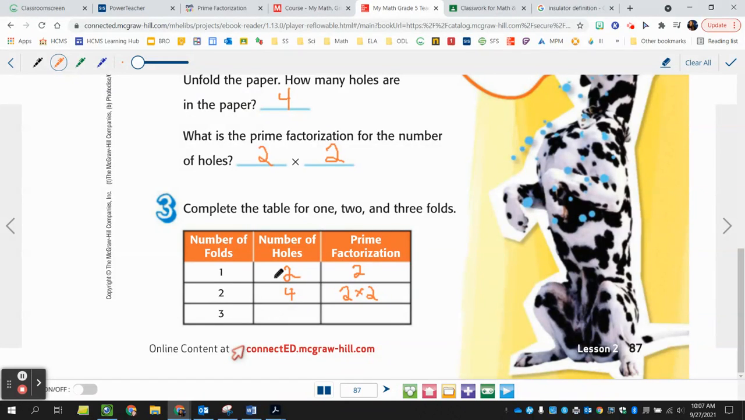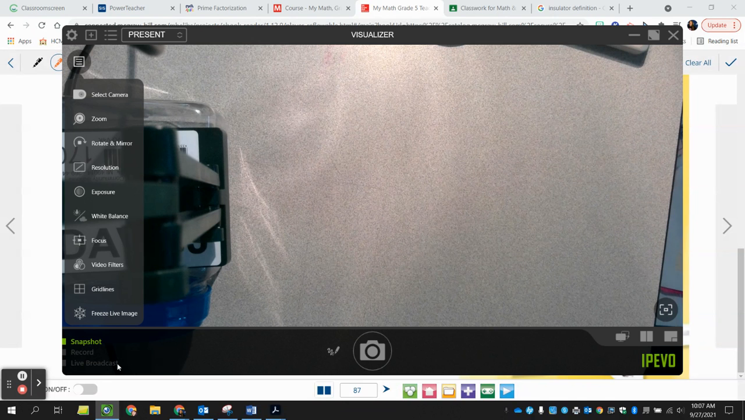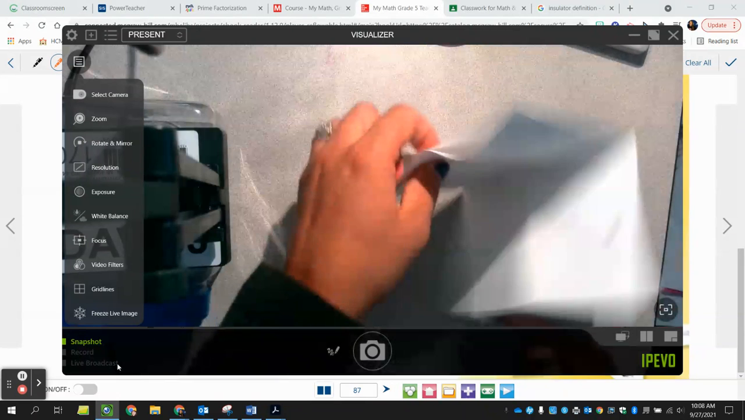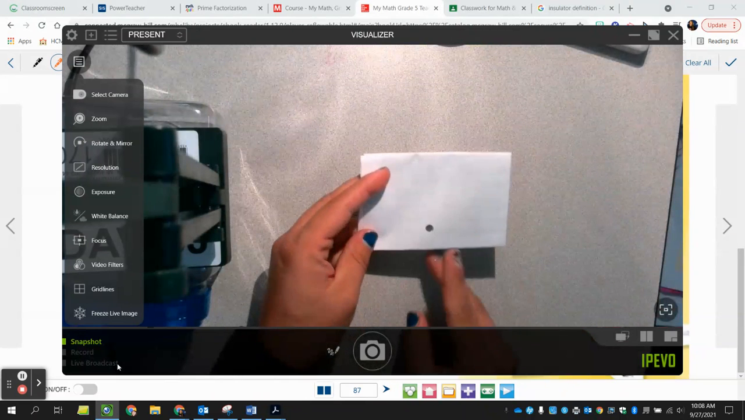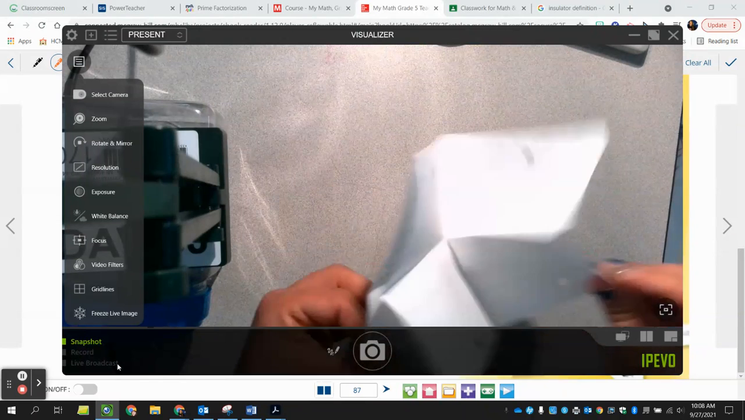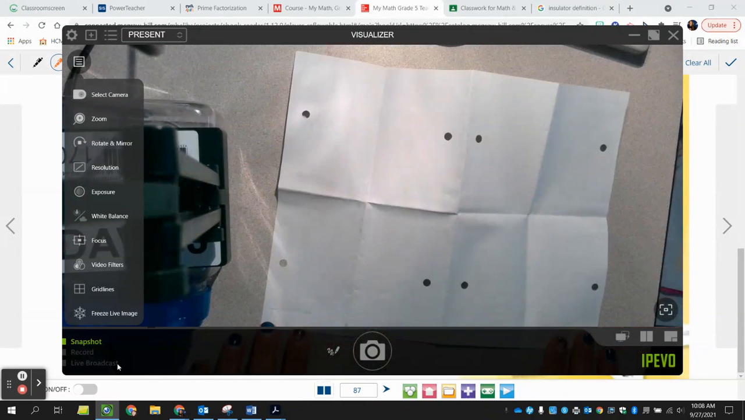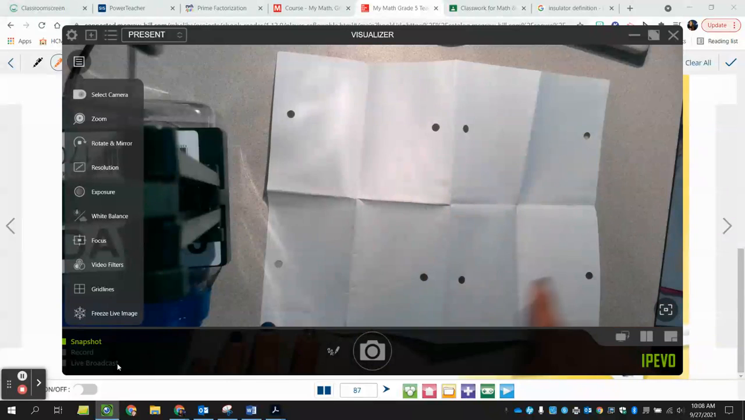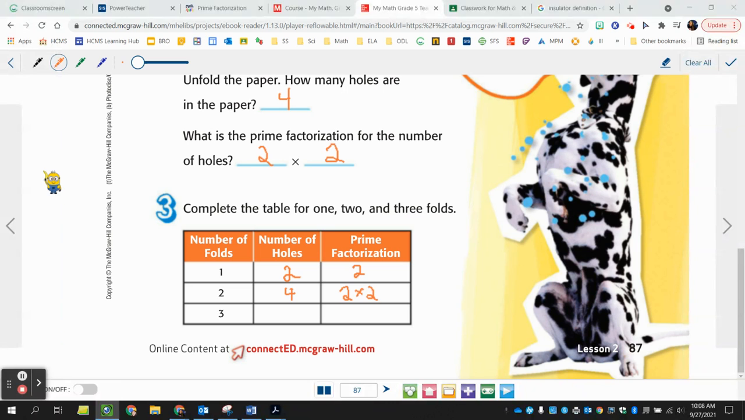If I fold my paper 3 times, all right, so I fold it in half, fold it in half, fold it in half again, and I punch 1 hole. Let's see, how many holes do we have? 8. 1, 2, 3, 4, 5, 6, 7, 8. So I have 8 holes when I fold it 3 times. We need to break that down. So normally 8, we would have 2 times 4, but 4 is not a prime number, so I need to keep going. Well, we know from the previous one that 4 is 2 times 2.